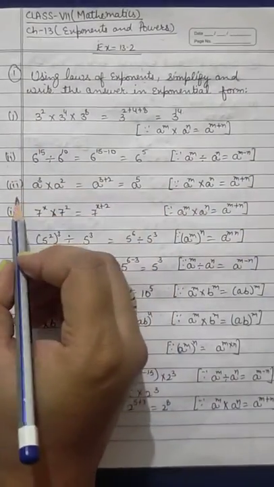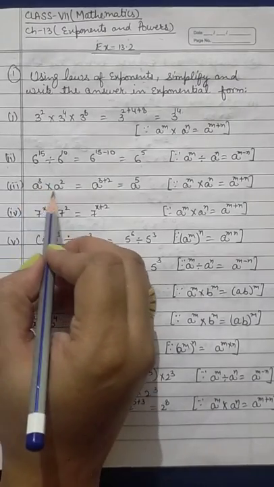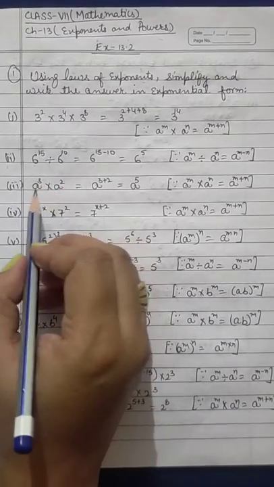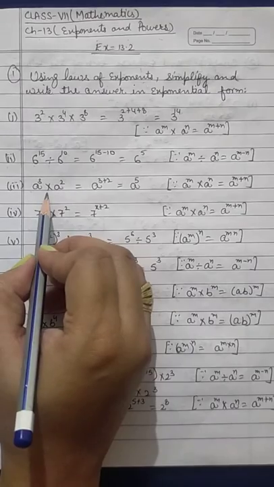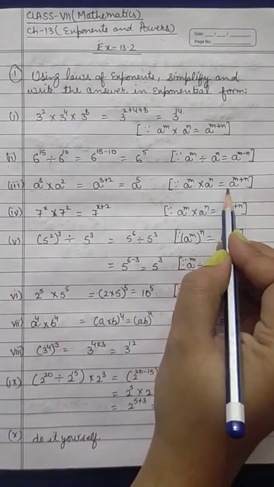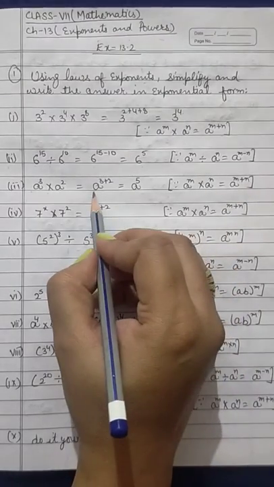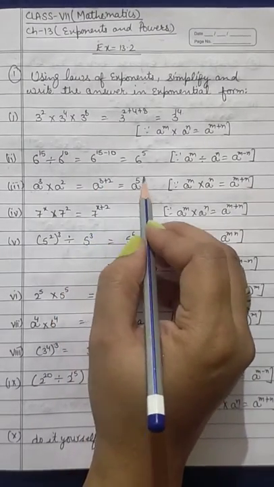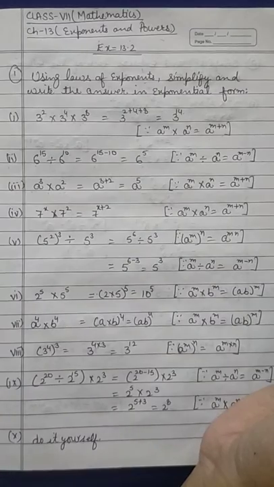Fine. Then the third part, we have a raised to power 3 multiply a raised to power 2. Again the bases are the same with the multiply sign and powers are different. Again we'll use the law a raised to power m plus n. So write a raised to power 3 plus 2, that is a raised to power 5. This is your answer of this part.